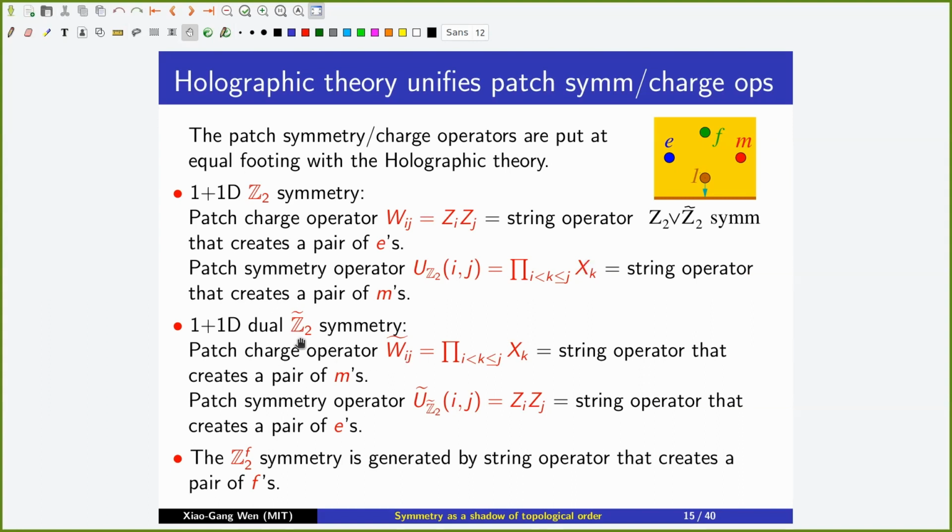And similarly for the dual symmetry, the patch charge operator for the dual symmetry is the same as the patch symmetry operator of our original symmetry. So again, it corresponds to a string operator creating anyons. So basically, in the bulk we have all kinds of string operators creating those bulk excitations, and those string operators become patch operators on the boundary. So this analogy is very general. It applies for all the symmetries.